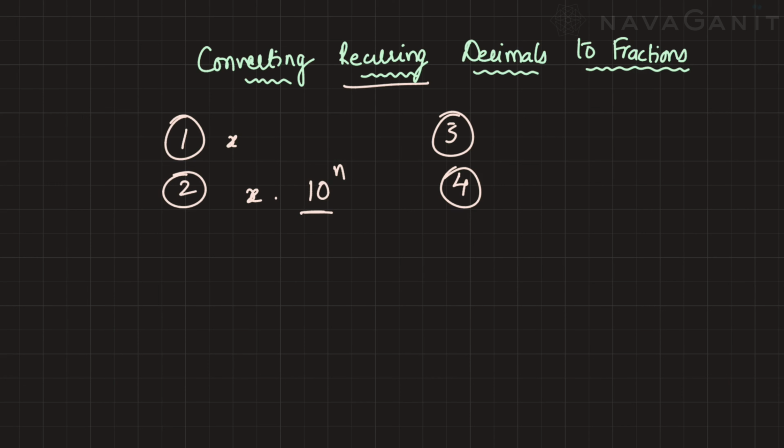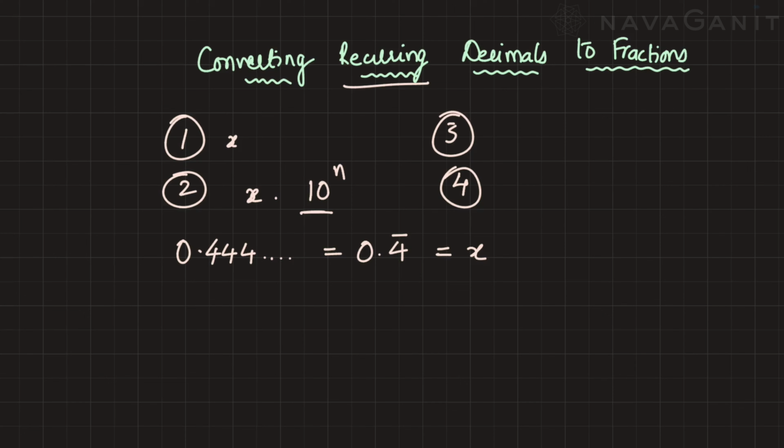Say I have a recurring decimal 0.444 and so on, and I need to convert this to a fraction. Okay, so this I can also write as 0.4 bar. So when I say bar on top, this means this is the digit or the block of digits which is getting repeated endlessly. So 0.4 bar. So first step is to call this x. So x is 0.4 bar.